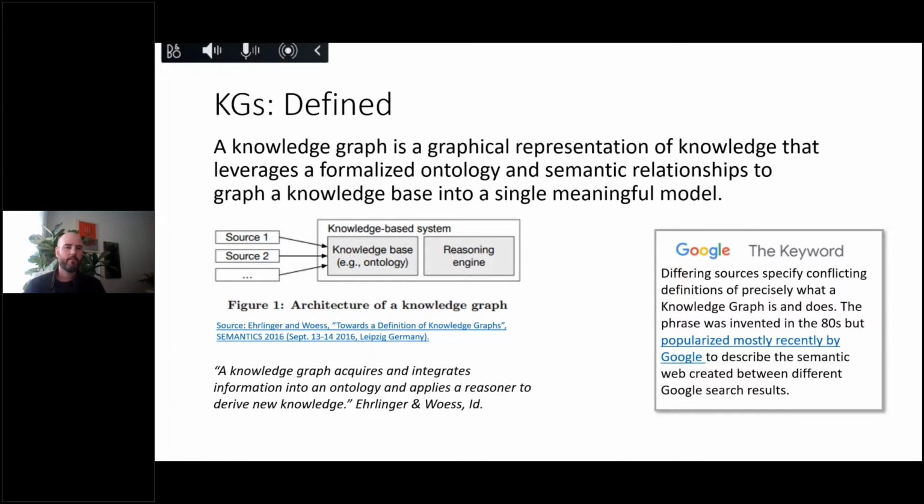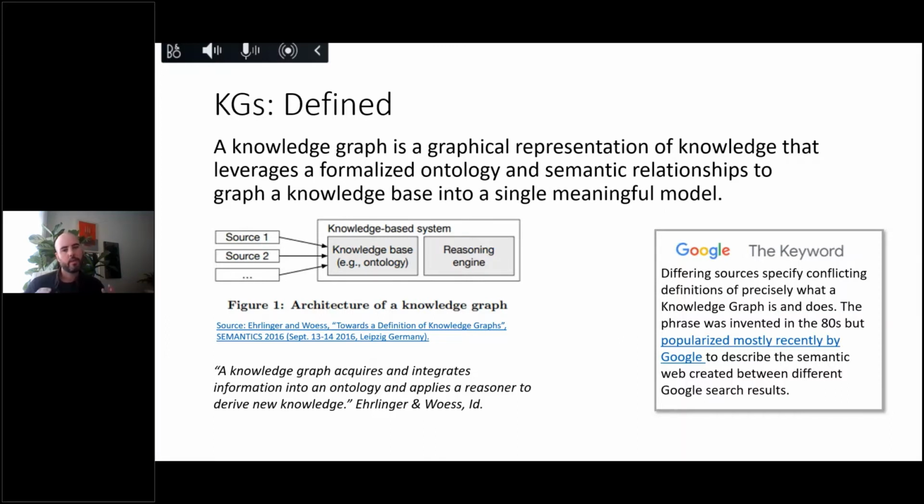The phrase knowledge graph actually goes back further than Google, but in the current context, I thought this article by Erlanger and Woos, who are academics in Germany, gives a really nice definition with a figure here to illustrate their point. They define knowledge graph as a system which acquires and integrates information onto an ontology and then applies a reasoner to derive new information or new knowledge.